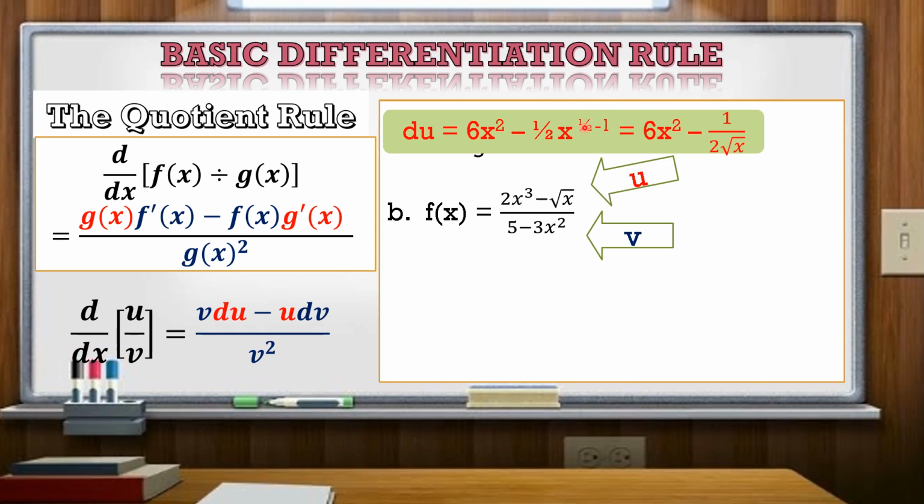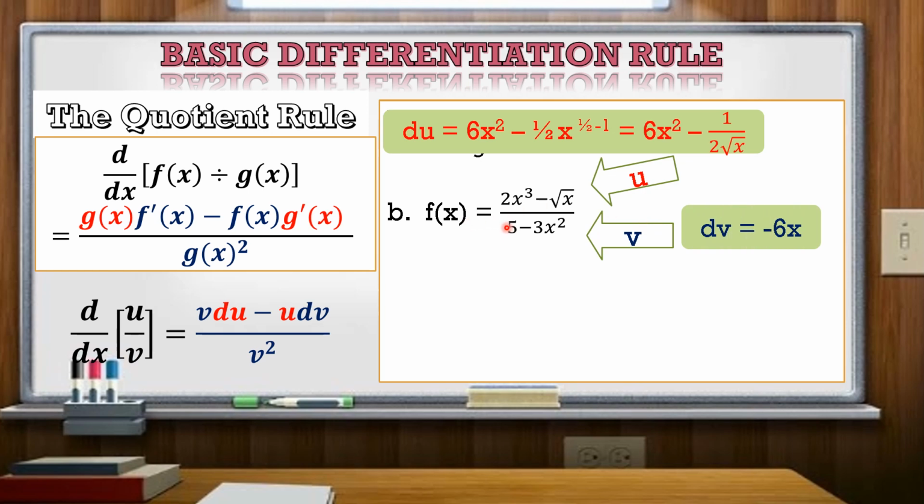Okay? Kasi nga yung 1 half minus 1 is equal to negative 1 half. To make it positive, ibababa natin. Kaya naging 1 half, 1 over 2 times square root of x. So, ito na yung derivative ng u natin. Okay? Tapos, substitute na natin later. So, alamin naman natin yung derivative ng v natin or your denominator.